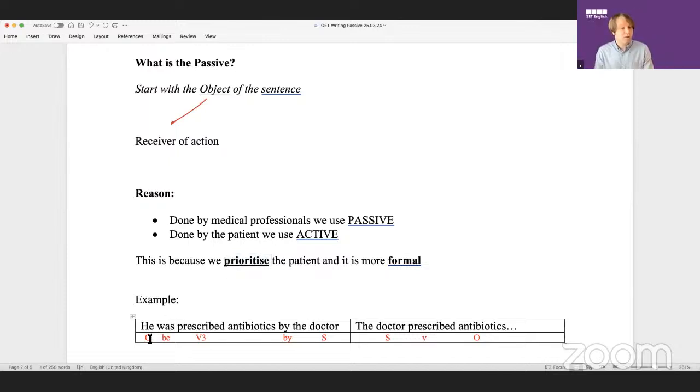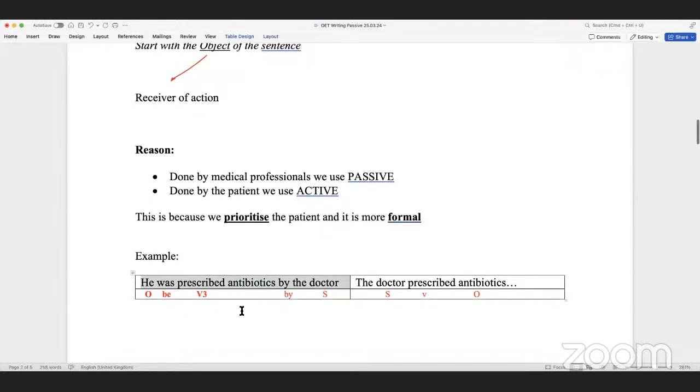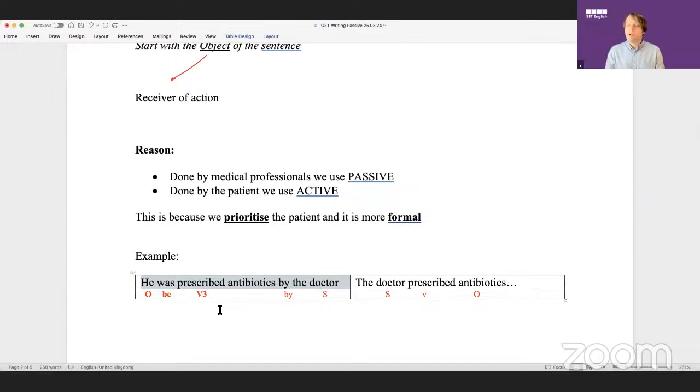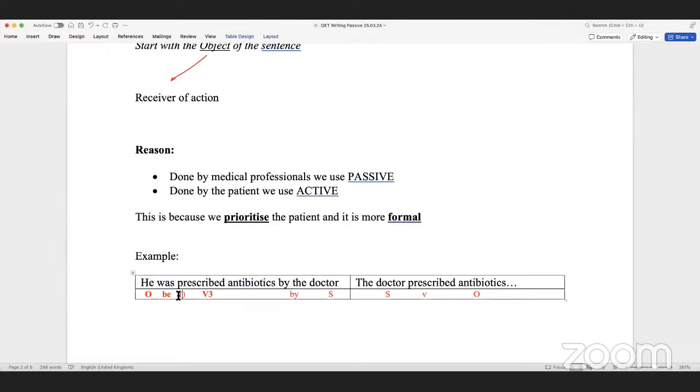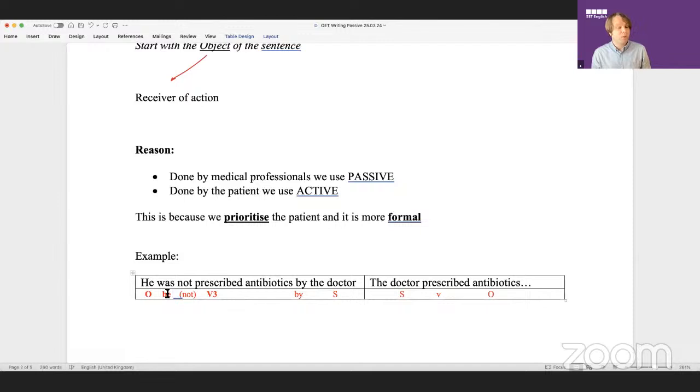In terms of the structure, we have said the structure is object plus be plus verb 3. Okay, is this a negative or a positive sentence though? Positive. What if I want to make a negative? Rima, or if we could try Dr. Kelly? He was not prescribed antibiotics. So the negative would go here. Is that right, guys? If I want a negative, I would put it here. Yes. So the negative goes in between the auxiliary verb be and verb 3.